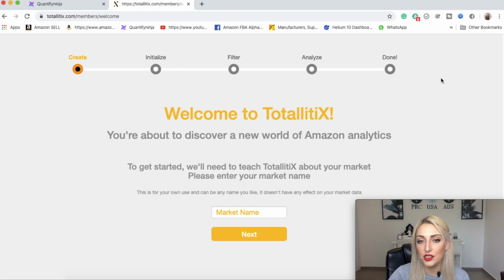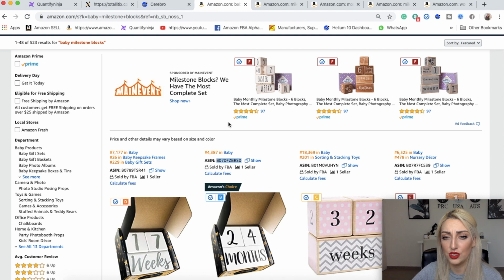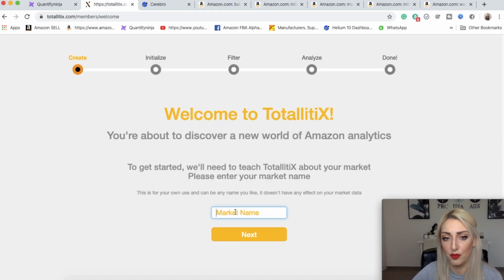Okay, so for the purpose of this, I'm just going to find a random product. Now that I'm here, I am going to give this a market name. For this tutorial, I'm going to go with the baby milestone blocks, which is this. I'm going to pretend as if this is a product that I'm thinking of bringing into the market, and I want a bird's eye view of it. I want to understand a little bit more about it, okay? So I'm going to call the market name milestone blocks, and then I'm going to click on next.